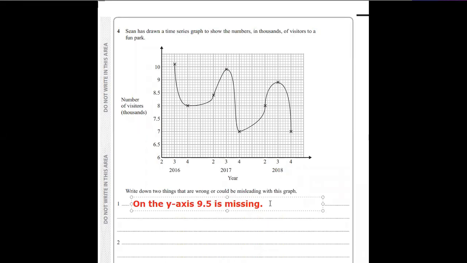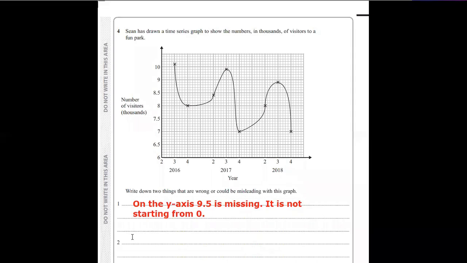Yeah. Missing. And what else? 0 is missing as well. It is not starting from 0. Okay. What else? Is there anything else missing? I think that should be enough for 1 point. Anything else? Wouldn't there be 2 points? 9.5 is only missing.